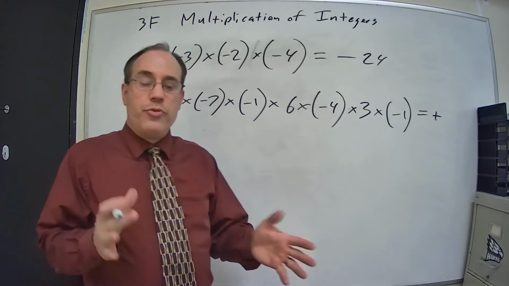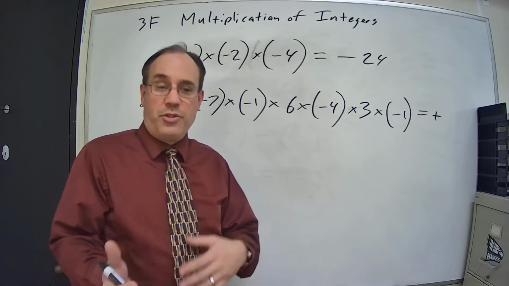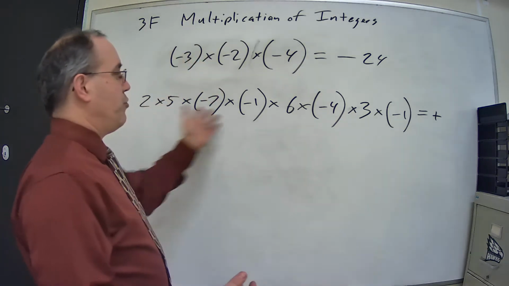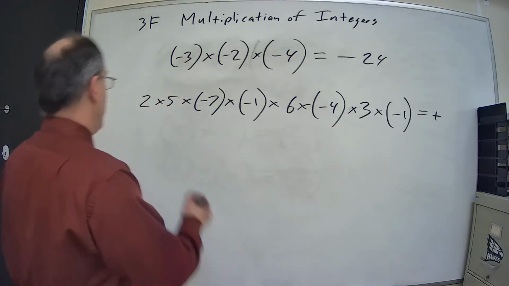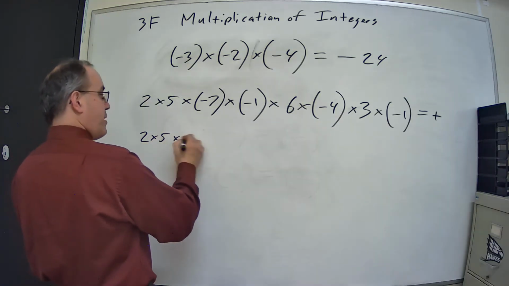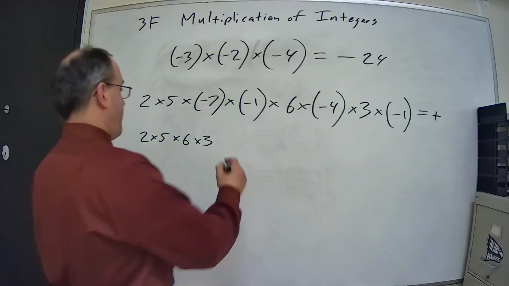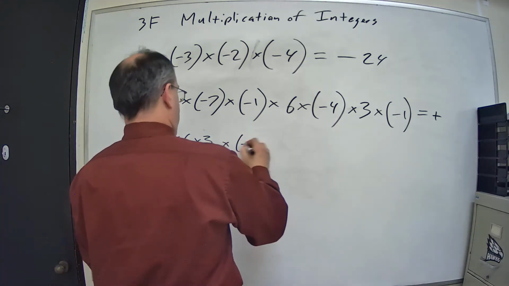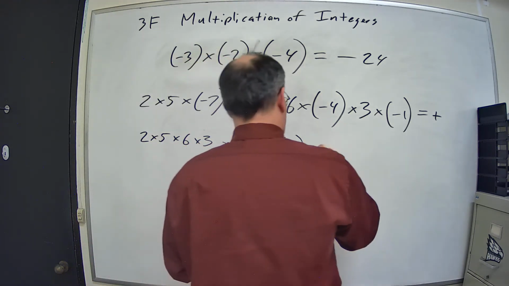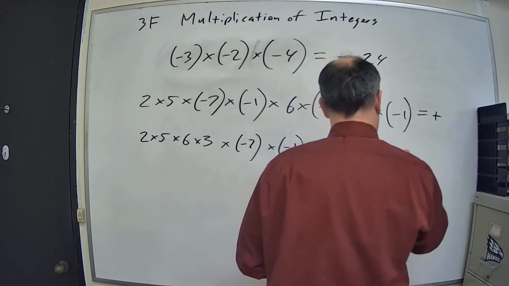Now, if you remember, the commutative property of multiplication says I can move things around, right? 3 times 2 is the same as 2 times 3. So what if I were to just move these around a little bit, and I just put all the positives together, 2 times 5 times 6 times 3, and then put all the negatives together, times negative 7 times negative 1 times negative 4 times negative 1.